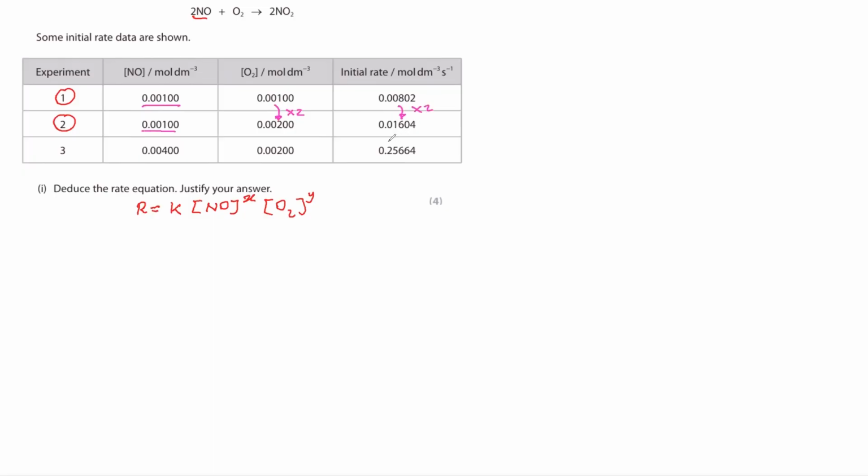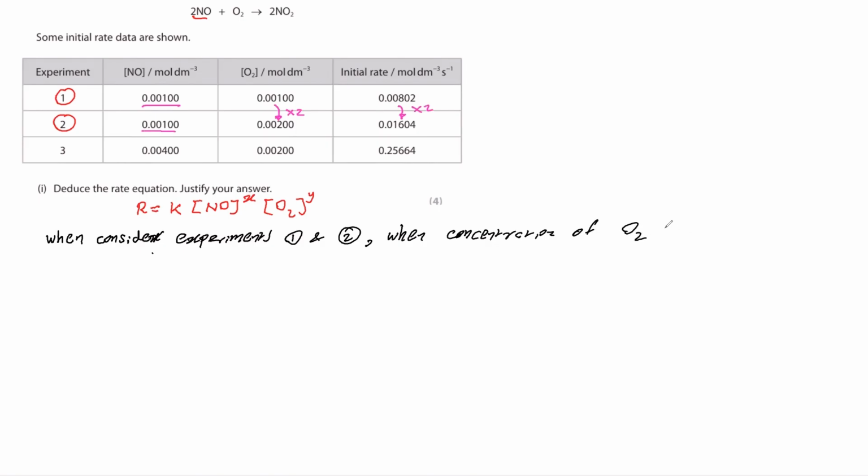So therefore I can write that, first point, consider experiments 1 and 2, when concentration of oxygen doubles, rate also doubles.